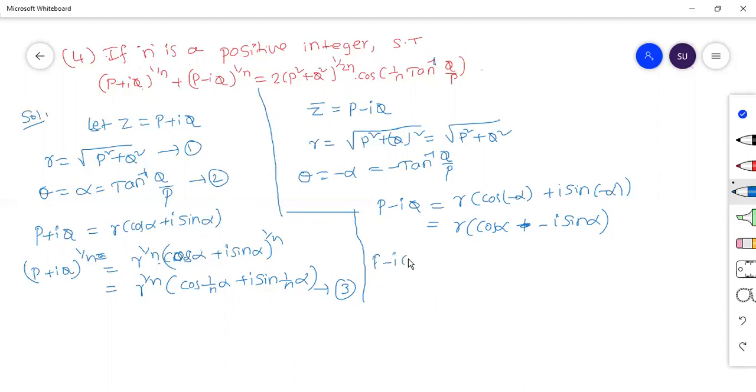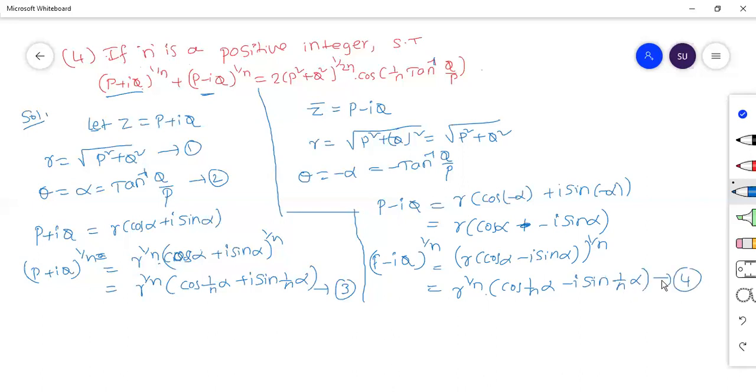Now we need (p minus iq) whole power 1 by n, because on the LHS we have (p plus iq) whole power 1 by n. Next, (p minus iq) whole power 1 by n, that we are finding here. So r into (cos alpha minus i sin alpha) whole to the power 1 by n, correct? Now that is equal to r power 1 by n separate, and by De Moivre's theorem multiply alpha with 1 by n, that is cos (1 by n) alpha minus i sin (1 by n) alpha. Let it be equation number 4. Now simply add 3 and 4.